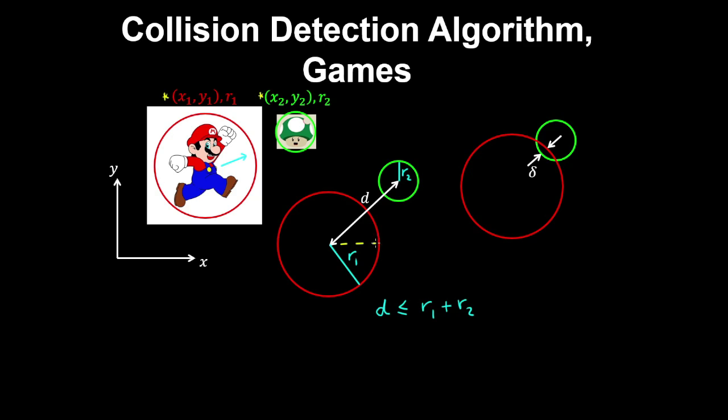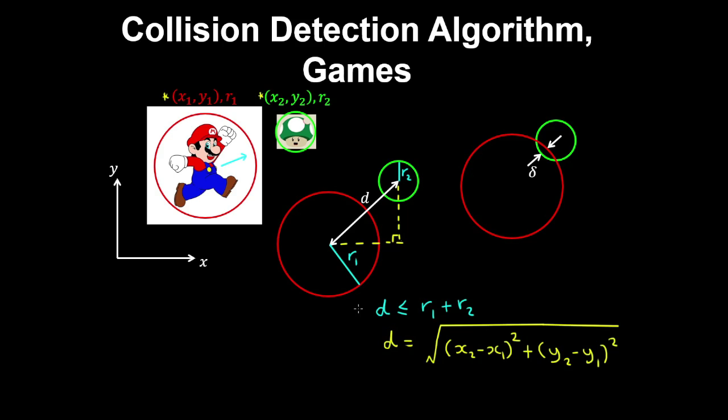And using Pythagoras' theorem, we can construct the following right-angled triangle, and therefore D is equal to the square root of this horizontal distance, which is the difference between the x-coordinates of the centers of those circles, and we square that, then plus the square of that vertical distance. So that would be y2 minus y1 squared.